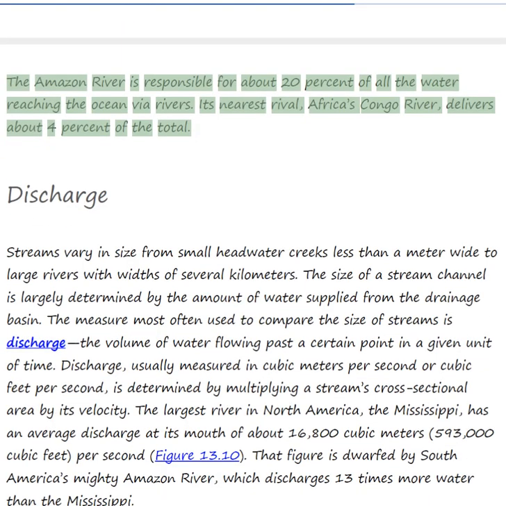The Amazon River is responsible for about 20% of all the water reaching the ocean via rivers. Its nearest rival, Africa's Congo River, delivers about 4% of the total.